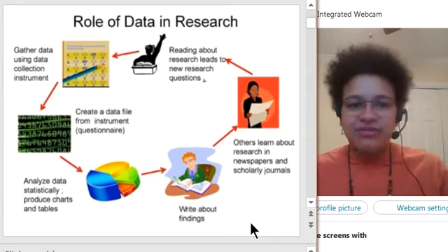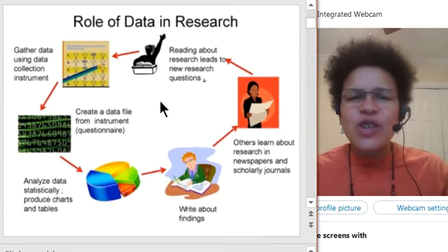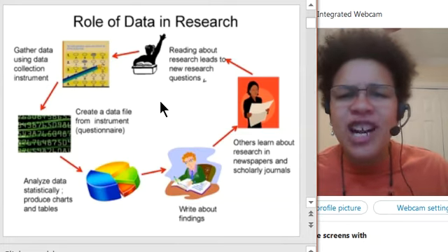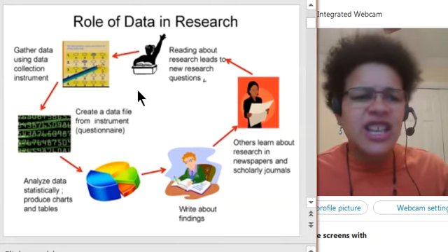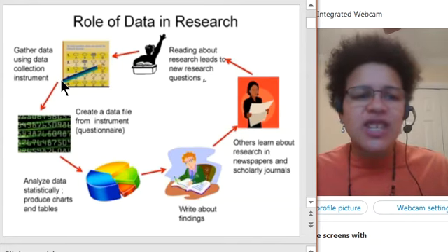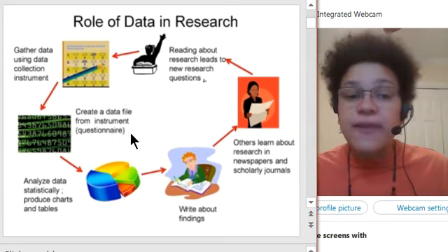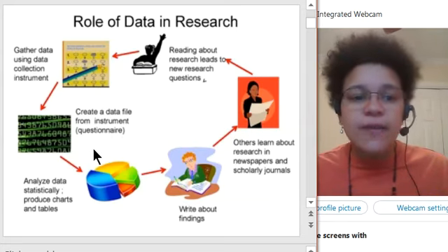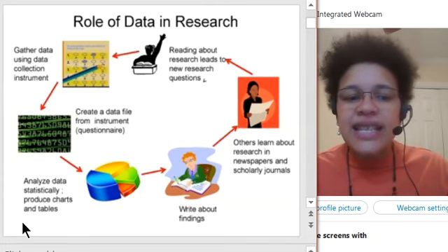So, we might be reading about research and we get research questions, or something happens in our professional or personal life that leads to a question. We gather data to try and answer our question using a data collection instrument. We might create a data file from that instrument. Often it's an Excel file that we create. We analyze the data statistically.